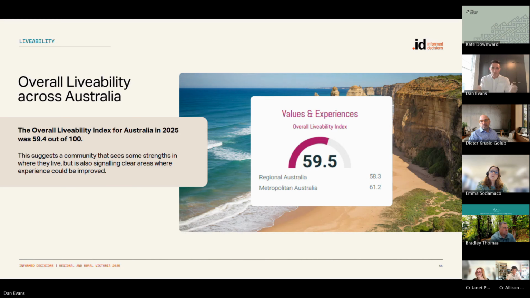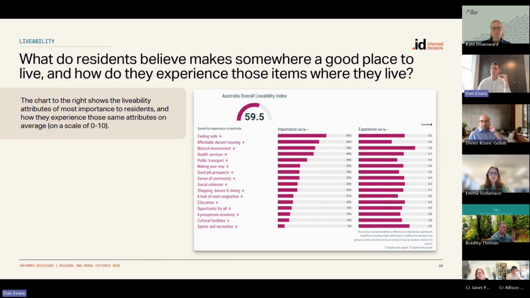But again, looking at those two groups in such a blunt way is perhaps a little bit, it doesn't really give us anything to really work with, because there's such large geographies and there's so many different versions of regional and metropolitan Australia. If we break that down to look at the 16 attributes themselves, what we're looking at on the right here is an export from the views reporting and exploratory platform.